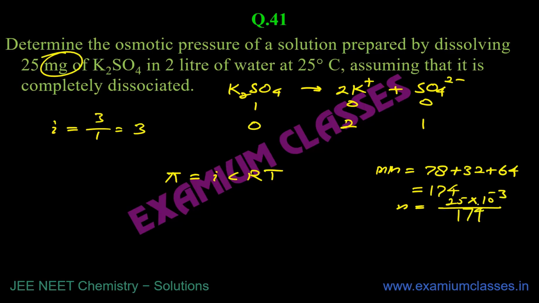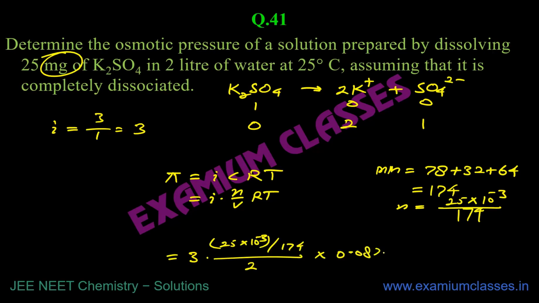This is N. And then I have 2 liters. So V, so I can write this equals i into N by V RT. Substitute all these values. i is 3. N we have calculated, 25 into 10 to the power minus 3 divided by 174, divided by volume. Volume is 2 liters, into R 0.0821, into temperature, 25 degrees Celsius, 298 Kelvin. And you will get the answer. The answer obviously will be in the units we have used here. Okay. So we are using atm liter, so it will be in atm.